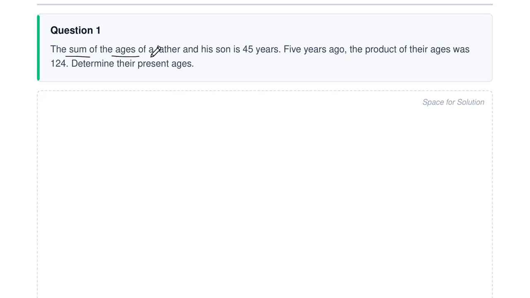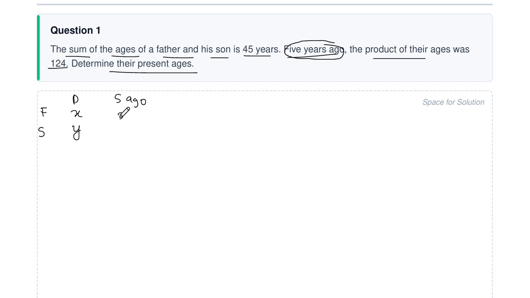The sum of the ages of father and son is 45 years. 5 years ago, the product of their ages was 124. Determine the present ages. So let us consider father's present age is x and son's present age is y. And in the question, one more condition is there, 5 years ago. So 5 years ago, the age of father is x minus 5, age of son is y minus 5.